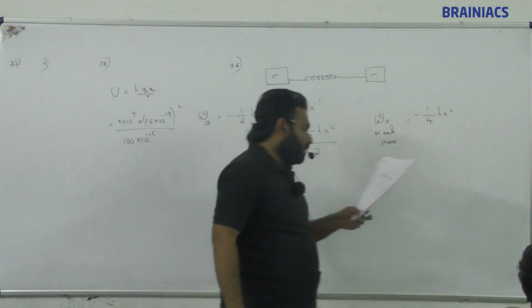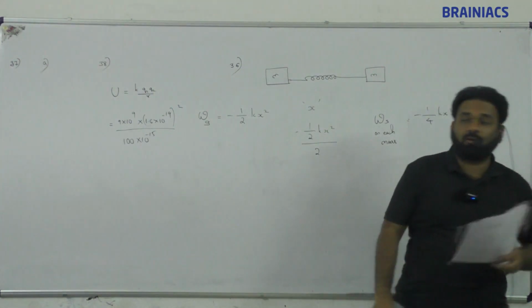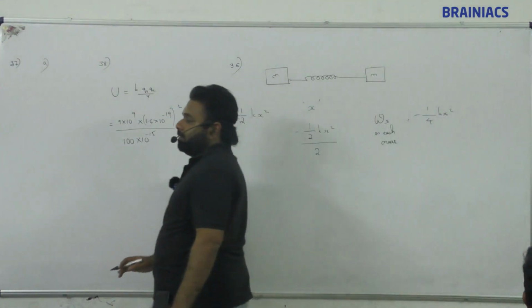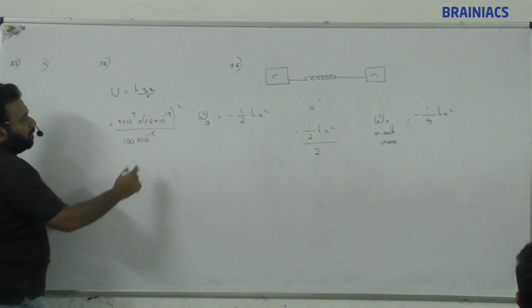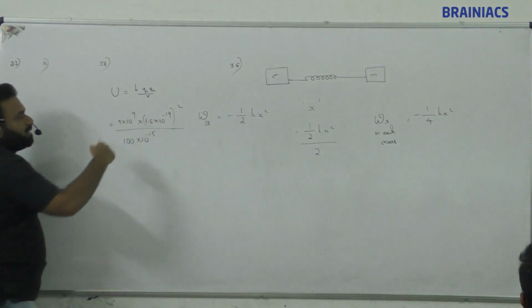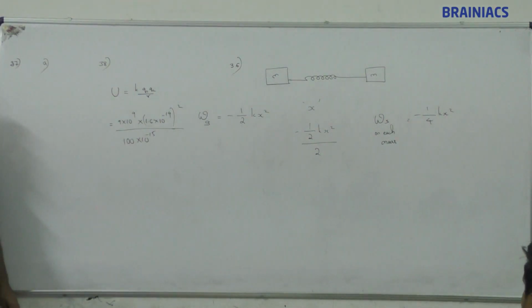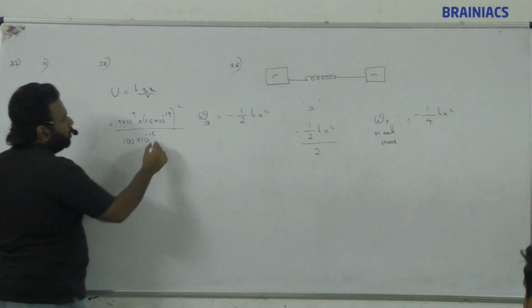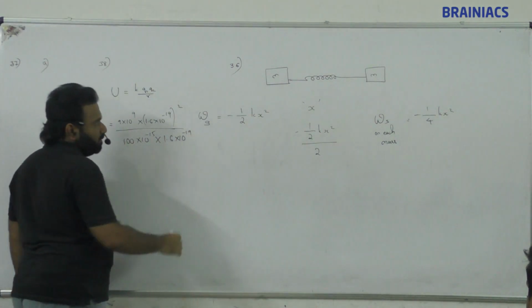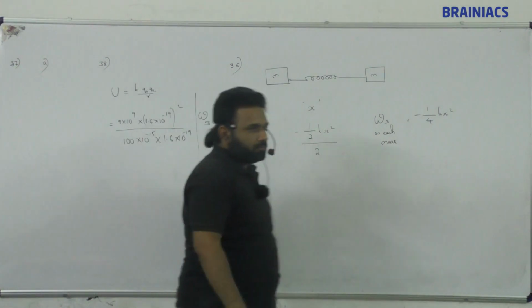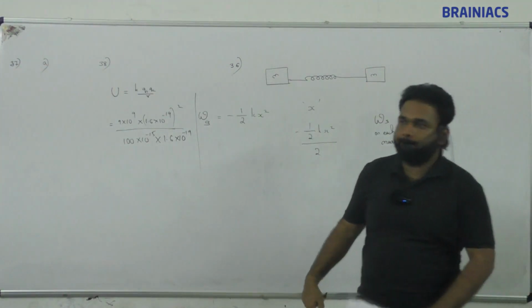So they have given the answer in electron volt. Electron volt means this answer will be in joule. So to convert into electron volt, what should we do? Divide by 1.6 into 10 raised to minus 19. Okay, clear?